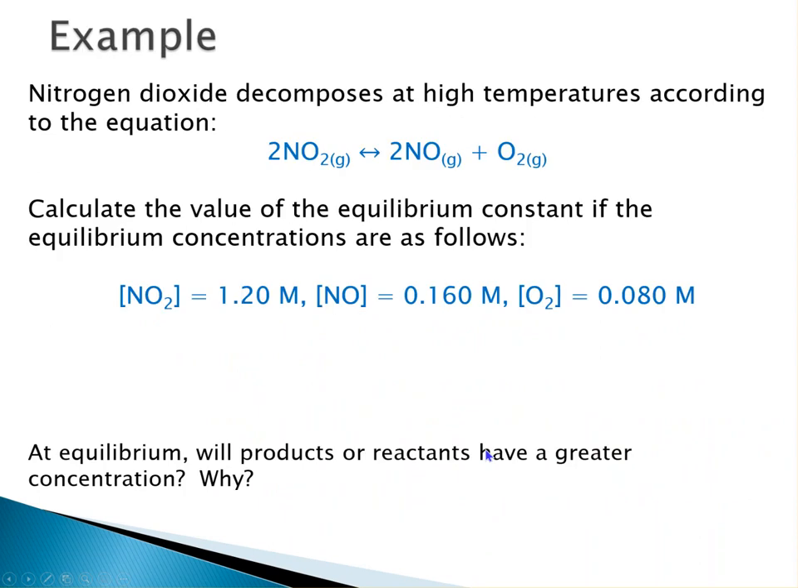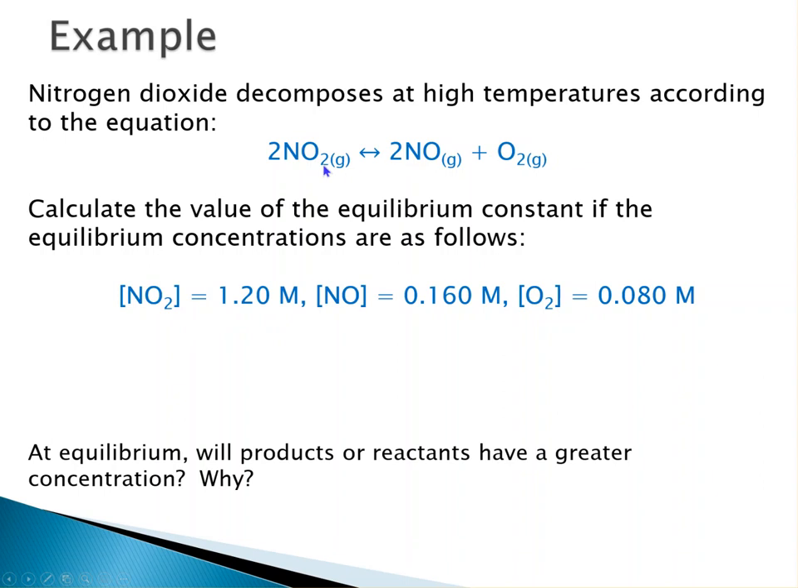All right, so let's do a little practice. I will show you how this works, and then I'll have you pause the video and do another one. This example says nitrogen dioxide decomposes at high temperatures according to this equation. Calculate the value of the equilibrium constant. When you see the words equilibrium constant, it's just asking you to calculate K if the equilibrium concentrations are as follows. So we're given the concentrations of our reactants and products.